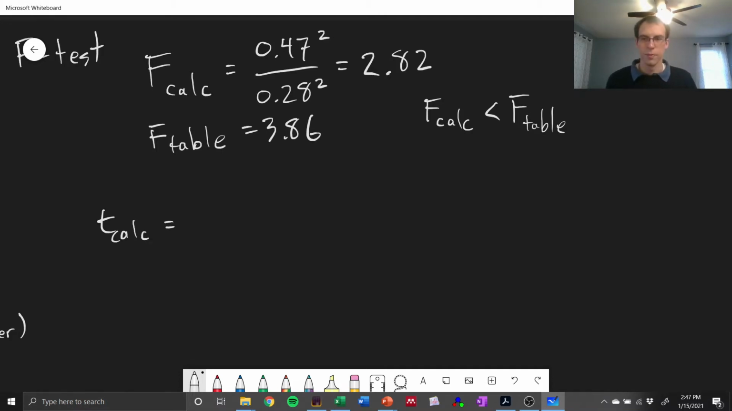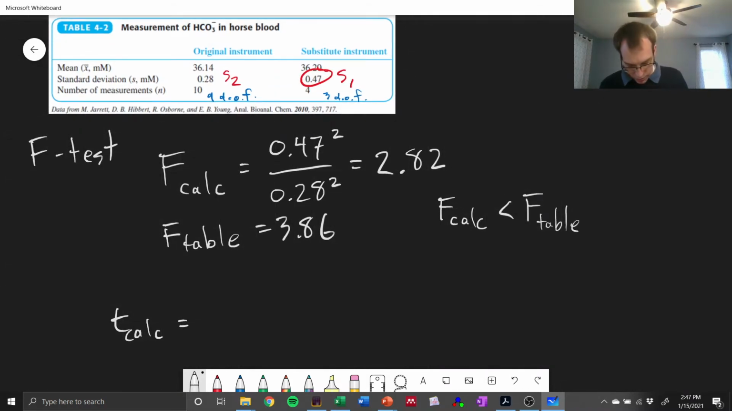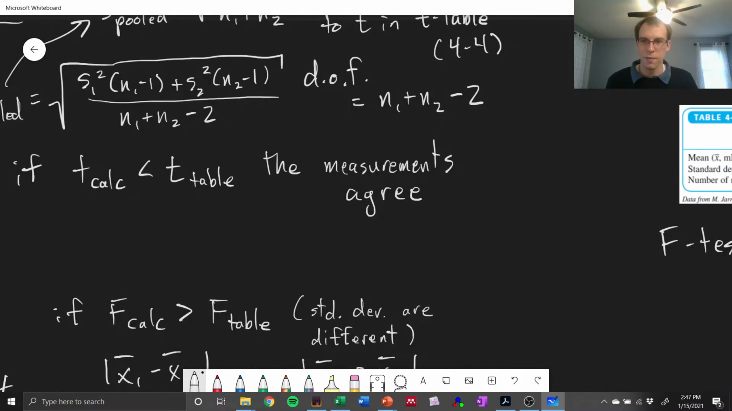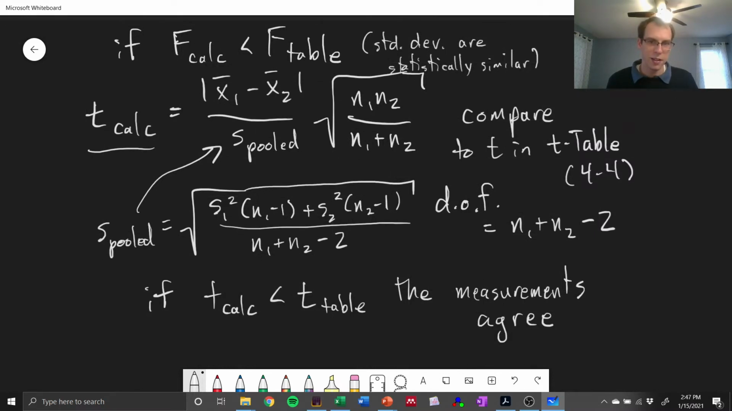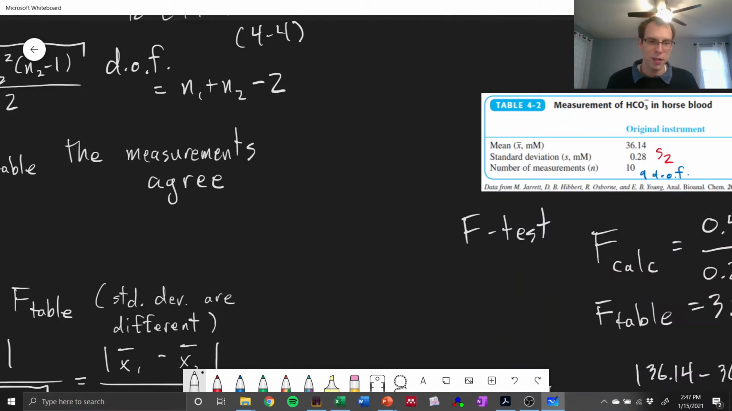So I went down too far, still need these results. We need the absolute value of the difference of our two measurements here. So we have 36.14 minus 36.20, divided by S pooled, which we'll need to calculate, and then this square root is over here. Square root of n1 times n2 divided by n1 plus n2.